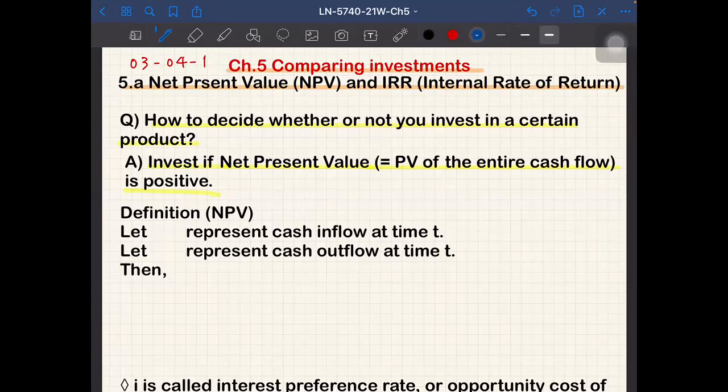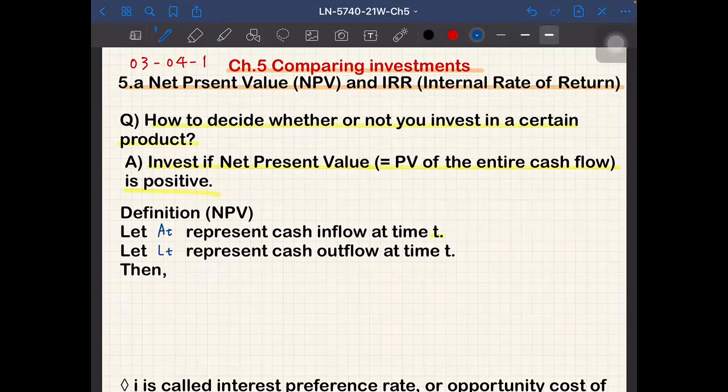Okay, so to be exact, what is the definition of this net present value? Let A sub t represent the cash inflow at time t, and let L sub t, this is the liability of t, represent the cash outflow at time t. So this is the asset and liability, so we use A and L.